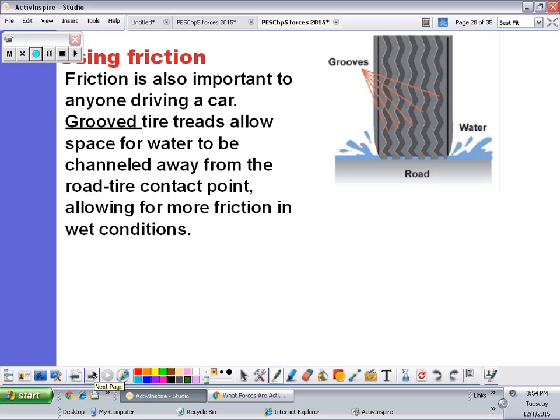So along with the shoes, we have tire treads on tires as well. And the reason we actually have these is because you want the tire to have contact with the ground. Otherwise, like I said, if that water doesn't move out of the way, it's going to create a barrier between here, and then the road's not going to have any contact with the tire, and you won't have any control.